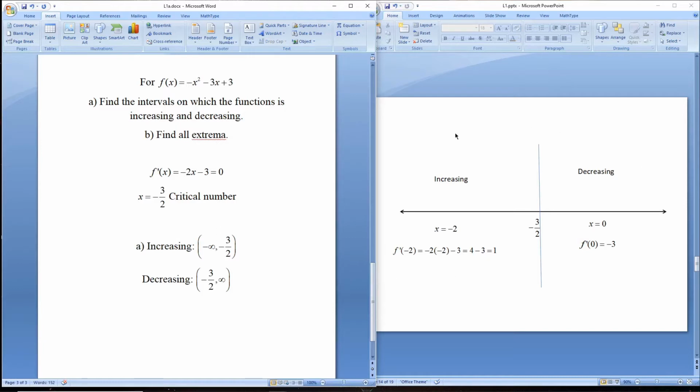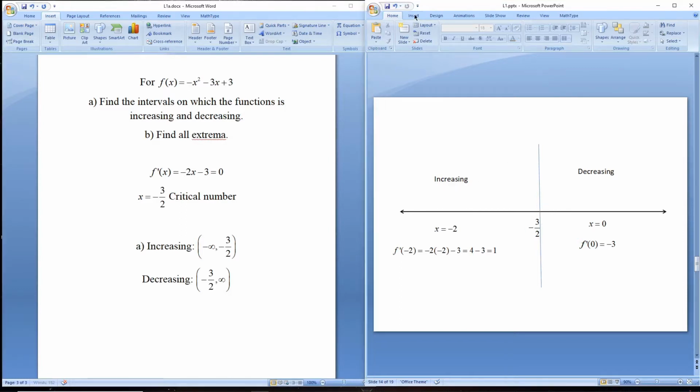Now again, this work is to actually get to the extrema. So now putting a little bit of logical deduction here, if your function is increasing and then it's decreasing, then this minus 3/2 must be what? A minimum or a maximum? You increase to a maximum.